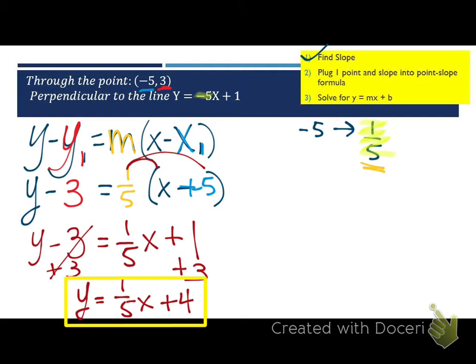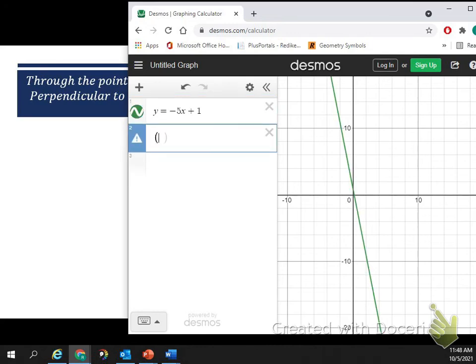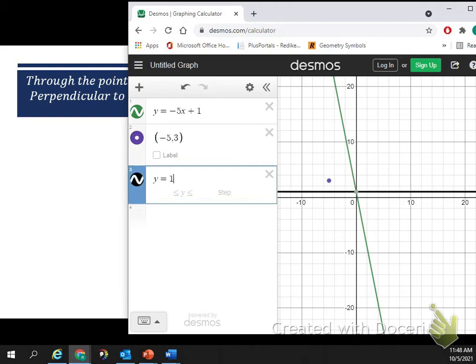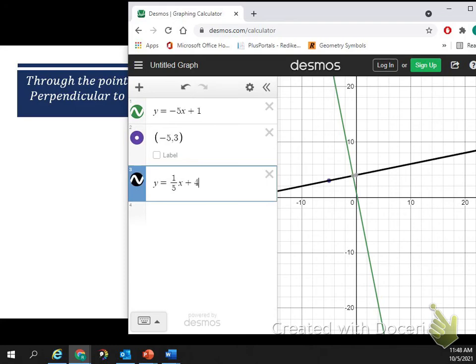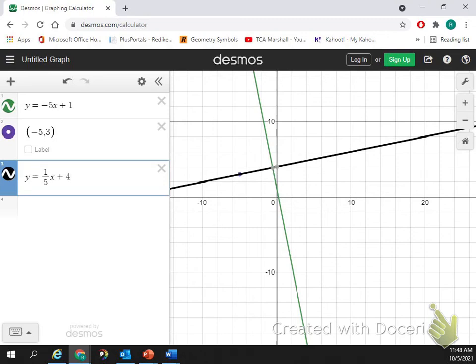I see. All right. So it's not our last time, but I'll show you on Desmos again. What was our original line? Y equals -5x plus 1. Okay, and then we wanted to go through point -5, 3. And then we need to be perpendicular. So we got y equals 1/5 x plus 4. So there we are. So they intersect, and they form 90 degrees. So perfect.